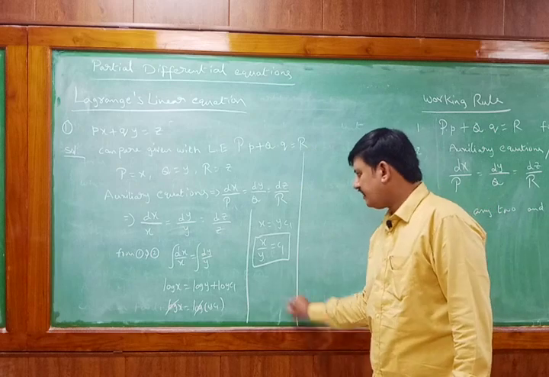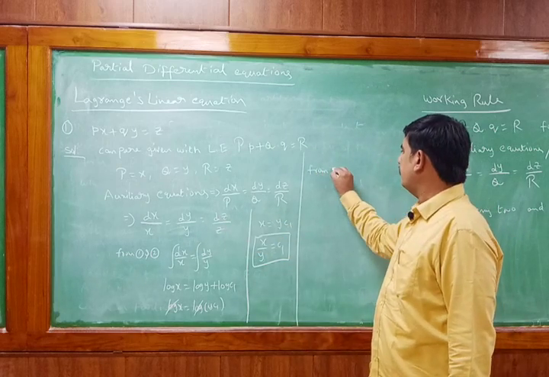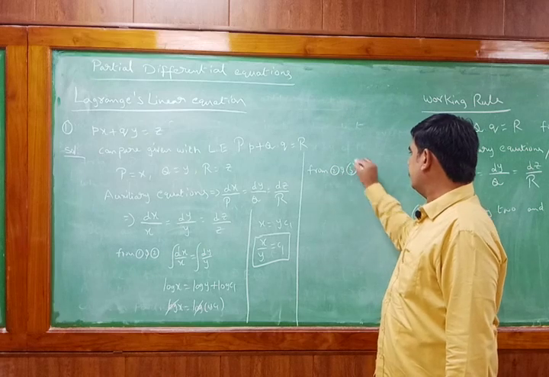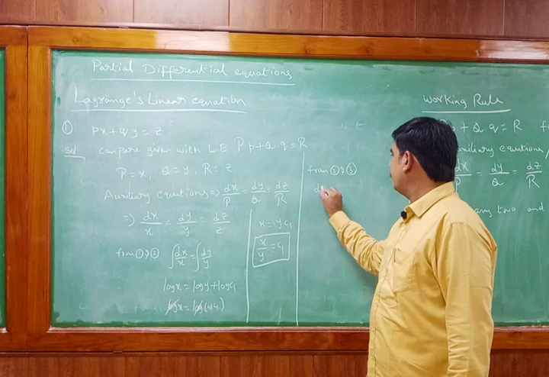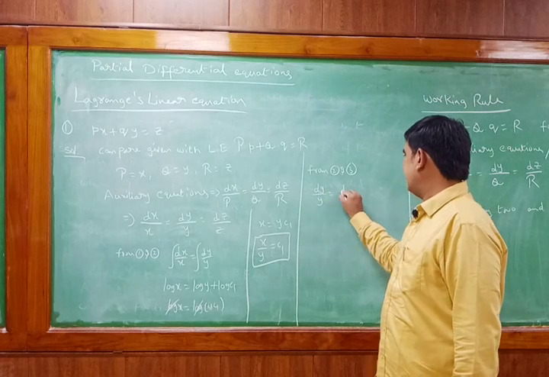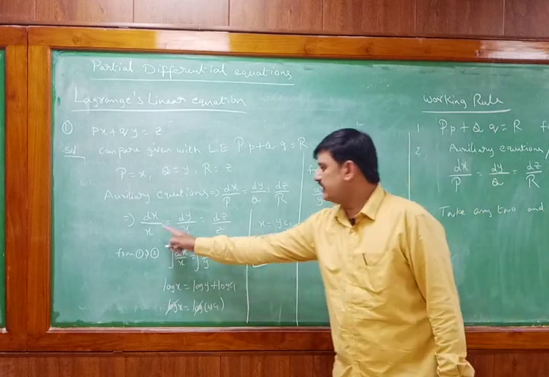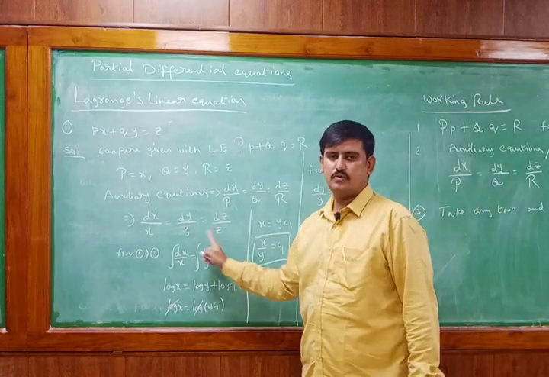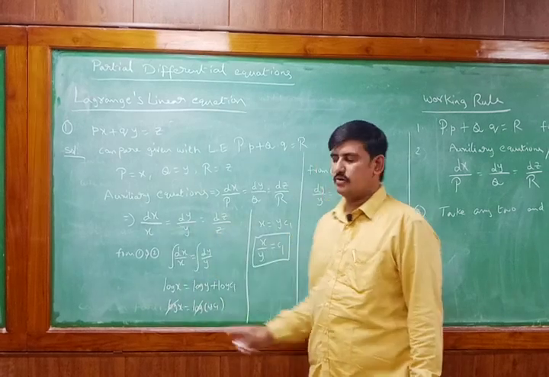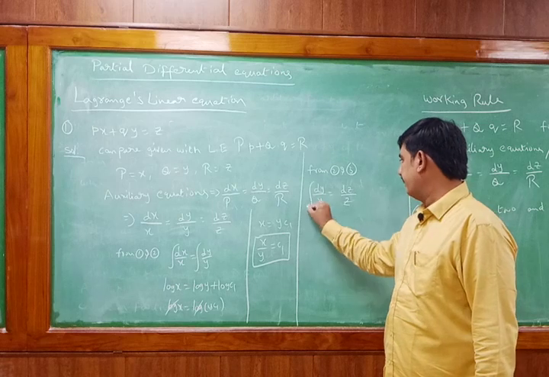Now I am taking 2 and 3. From 2 and 3, dy by y equal to dz by z. You can take 1 and 3 also, no problem. Some students will take 1 and 3, some will take 2 and 3. Don't take 1 and 2 again repeatedly. So now we took 2 and 3, and integrate here.